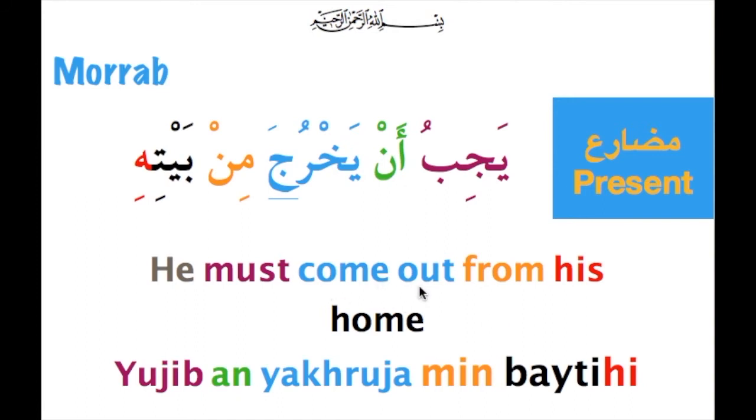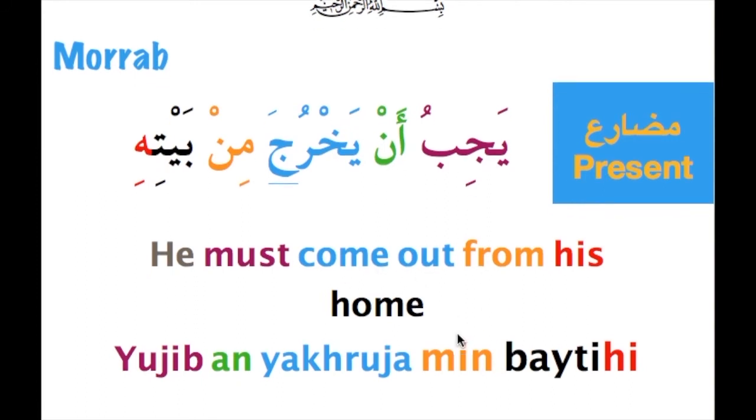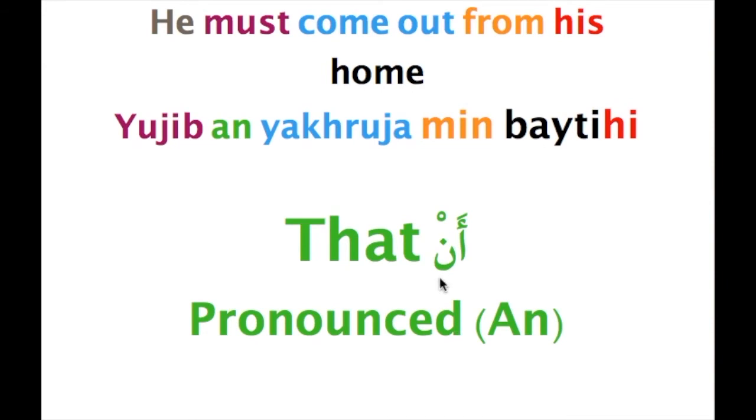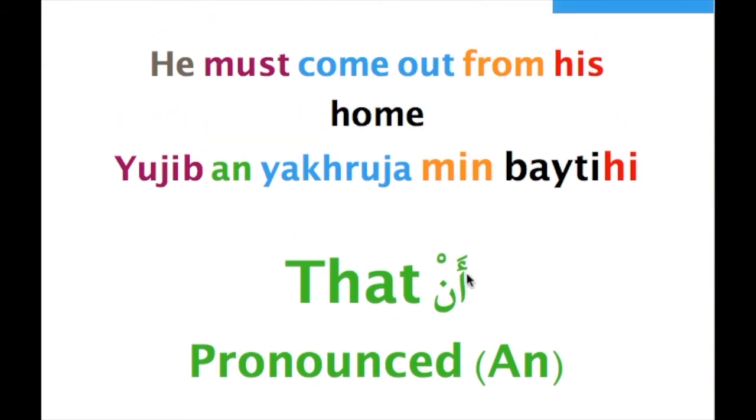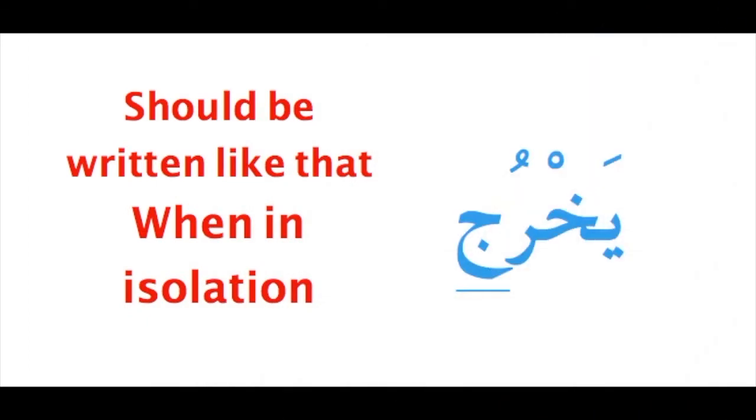I noticed that I couldn't put the anna, the meaning, so I put it here. Anna means that. يجب أن means must. The last thing I want to mention about this example is make sure you write يخرج without anything at the top when it's in isolation. And do the same thing with all the Moarrab names. Leave the ending empty unless it's in a sentence. That's how a Moarrab should be written.